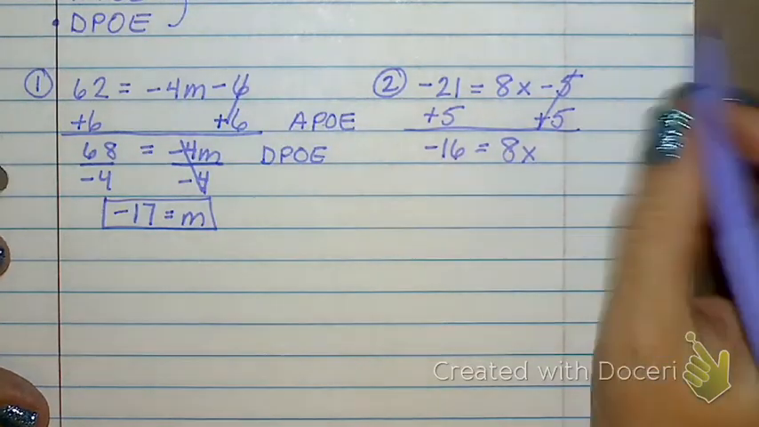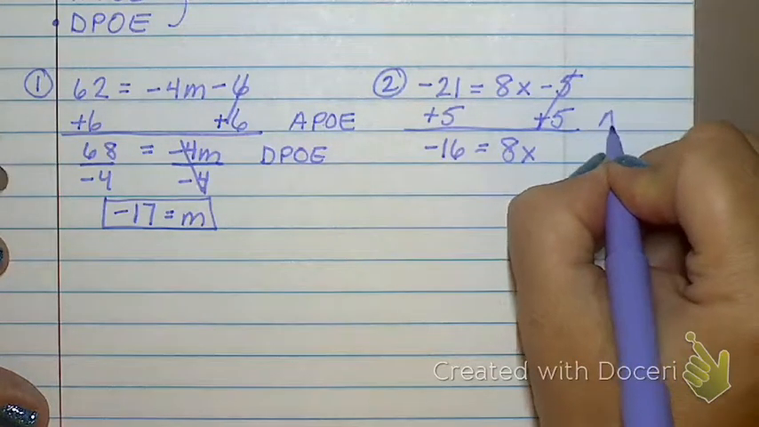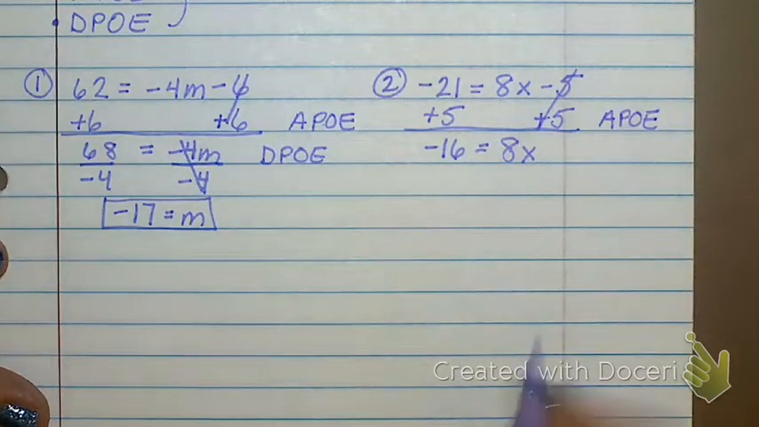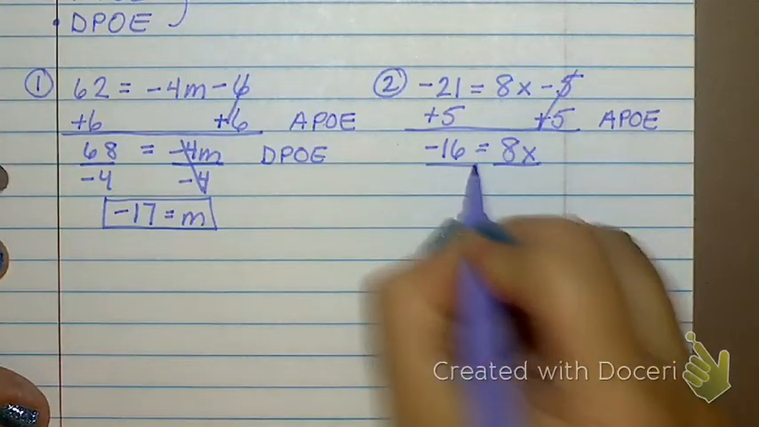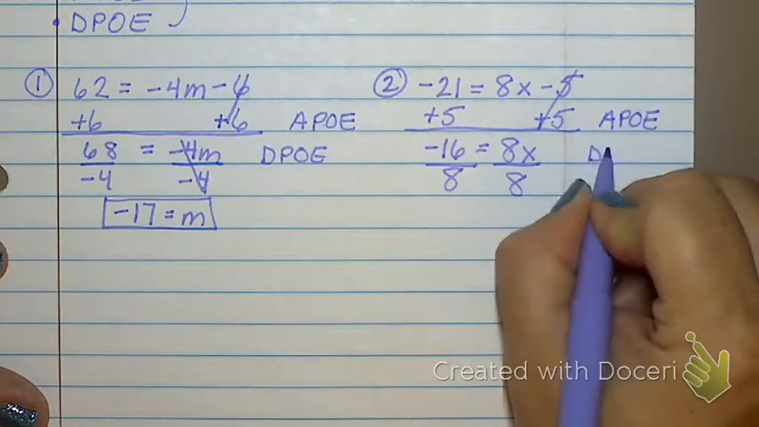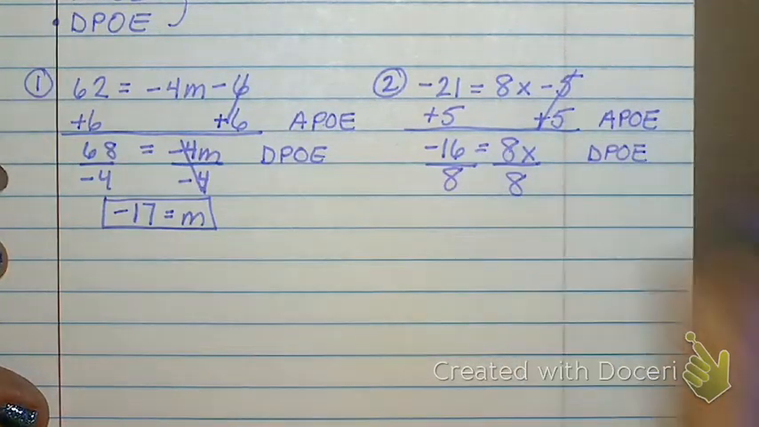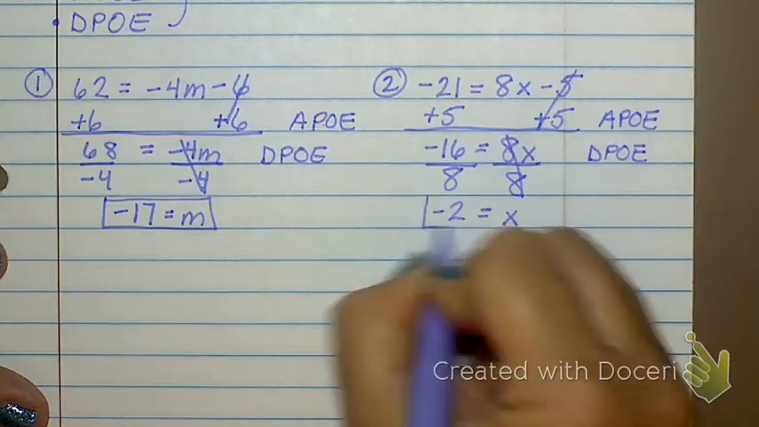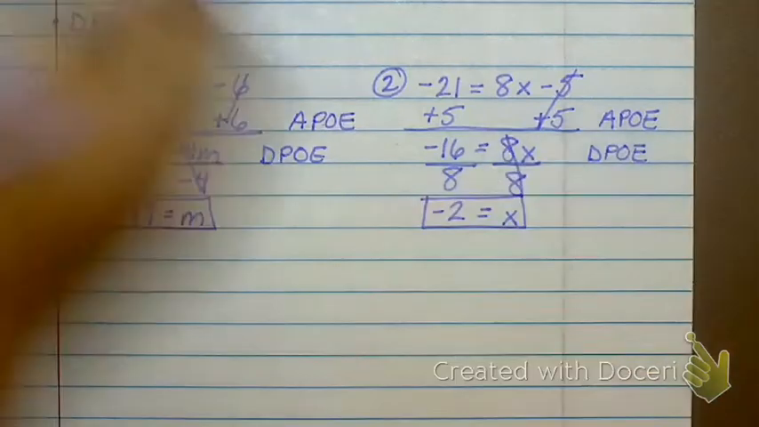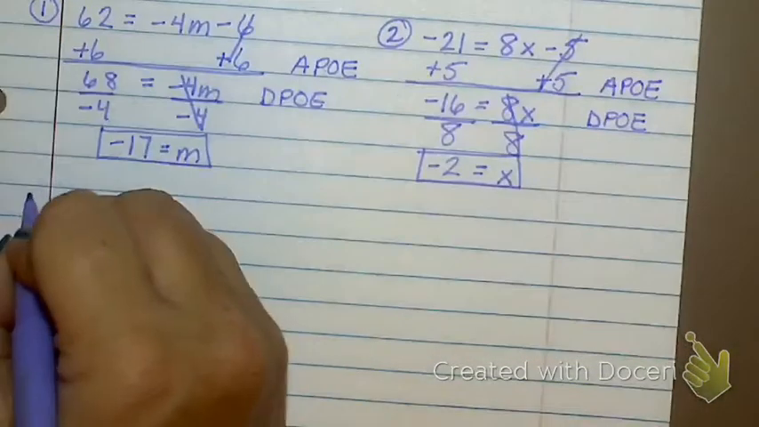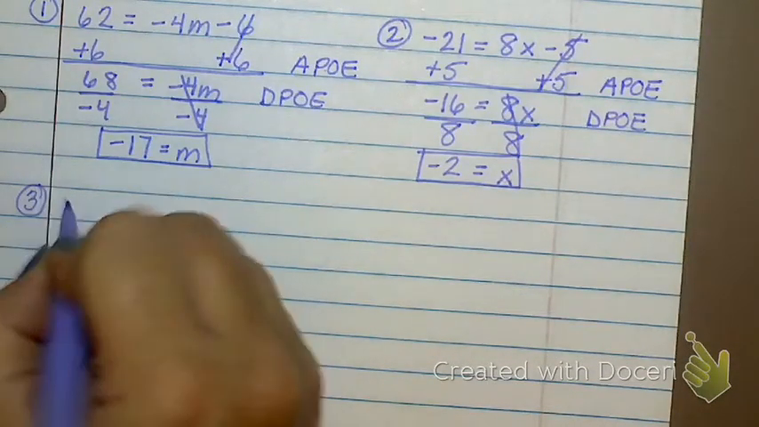What property did I just use? Addition, property of equality. And now what am I going to do? Divide by 8, and dividing by 8 on both sides is my division property of equality. And what do I get? X equals negative 2. Okay, so that's a basic 2-step equation. Now I'm going to show you several different ways that these can look. Okay, so problem number 3.